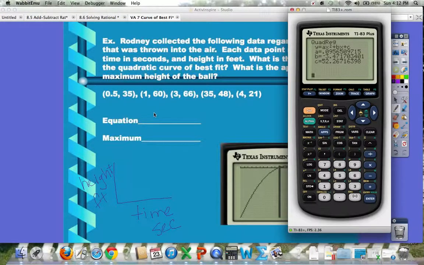is, let's arrange. Did I put all that information in there right? That doesn't look right.